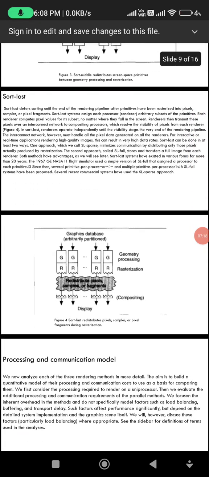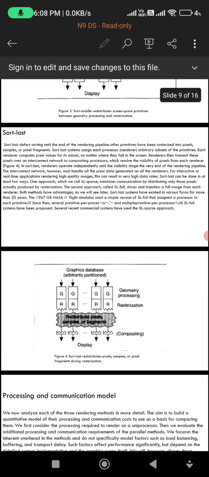Sort last. Sort last refers to sorting until the end of the rendering pipeline, after primitives have been rasterized into pixels, samples or pixel fragments. Sort last systems assign each processor arbitrary subsets of the primitives. Each renderer computes pixel values for its subset no matter where they fall on the screen. Renderers then transmit these pixels over an interconnect network to compositing processors, which resolve the visibility of pixels from each renderer.